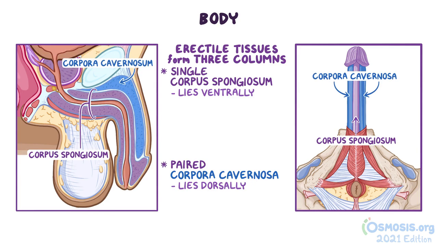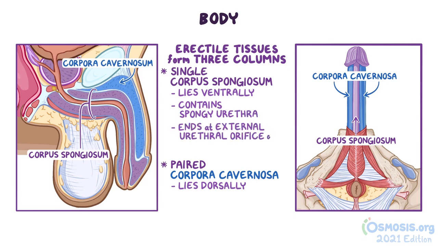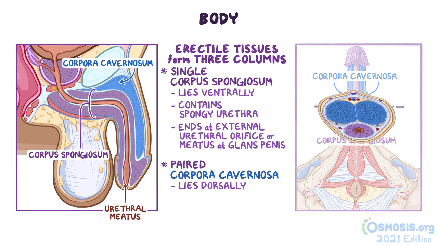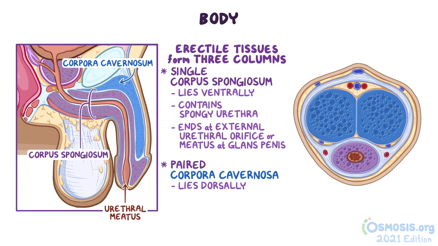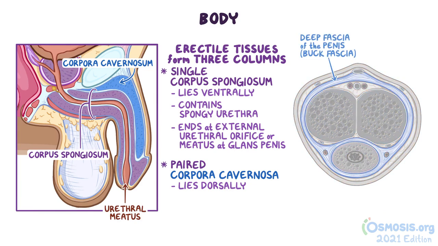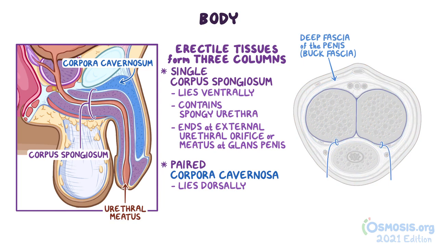As we mentioned before, the corpus spongiosum contains the spongy urethra, which ends at the external urethral orifice, or urethral meatus, at the tip of the glans penis. The corpus spongiosum and the paired corpora cavernosa are covered by a continuation of deep perineal fascia, called the deep fascia of the penis, or Buck fascia. The corpora cavernosa are also covered by an extra layer of fibrous tissue called the tunica albuginea.